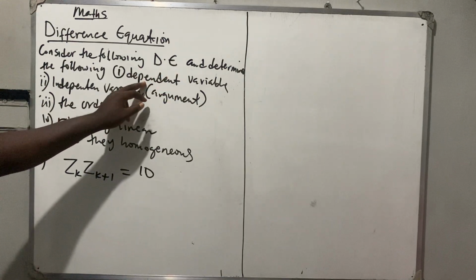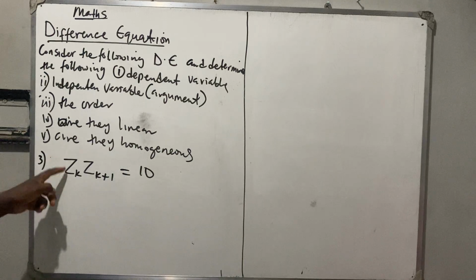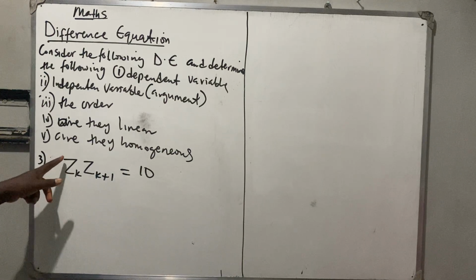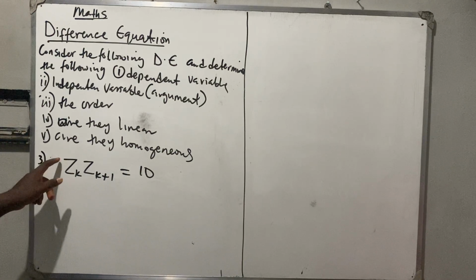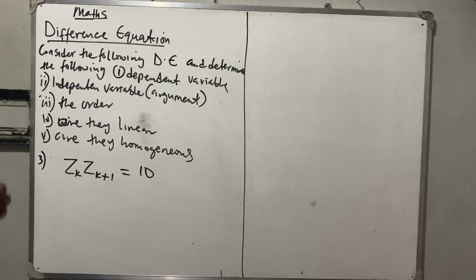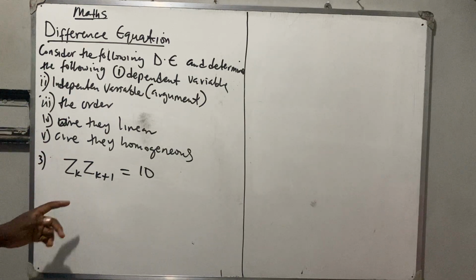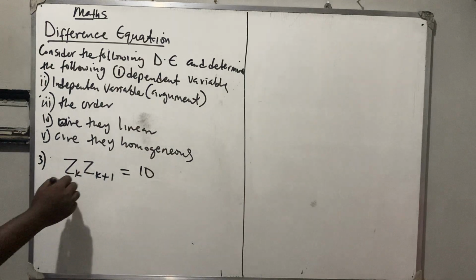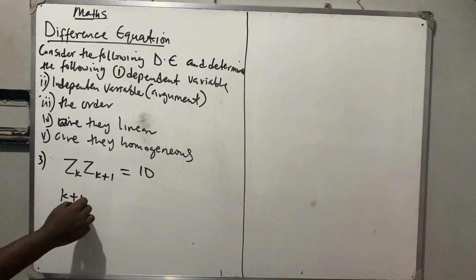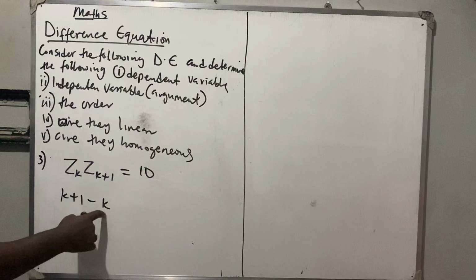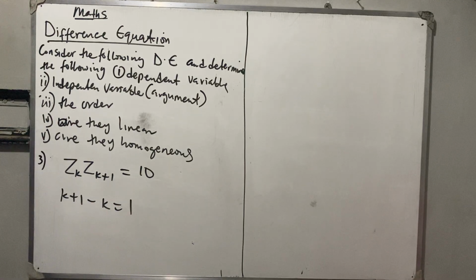The dependent variable. The dependent variable is always the big one, depending on the small one. So the dependent variable is z, depending on k. So the independent variable here is k. Now the order here is the bigger one, k plus 1, minus k. So this minus this, I'm having that the order here is 1.